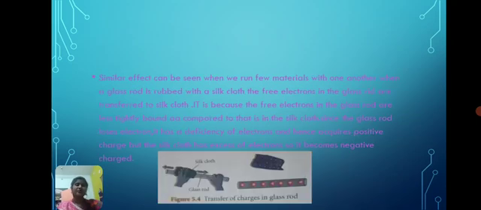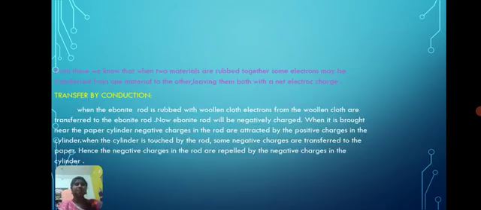A similar effect can be seen when we rub a few materials with one another. When a glass rod is rubbed with a silk cloth, the free electrons in the glass rod are transferred to the silk cloth. It is because the free electrons in the glass rod are less tightly bound compared to those in the silk cloth. Since the glass rod loses electrons, it has a deficiency of electrons and acquires a positive charge. But the silk cloth has an excess of electrons, so it becomes negatively charged. From this we know that when two materials are rubbed together, some electrons may be transferred from one material to the other, leaving them both with a net electric charge.